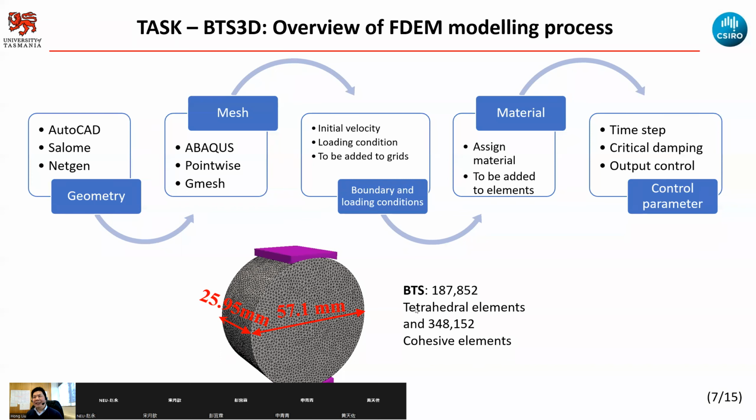Okay, we are using tetrahedral elements. We have 187 thousand tetrahedral elements. Between the tetrahedral elements, we insert the cohesive elements. So we are using about 348 thousand cohesive elements. It is relatively bigger in the number of cohesive elements.